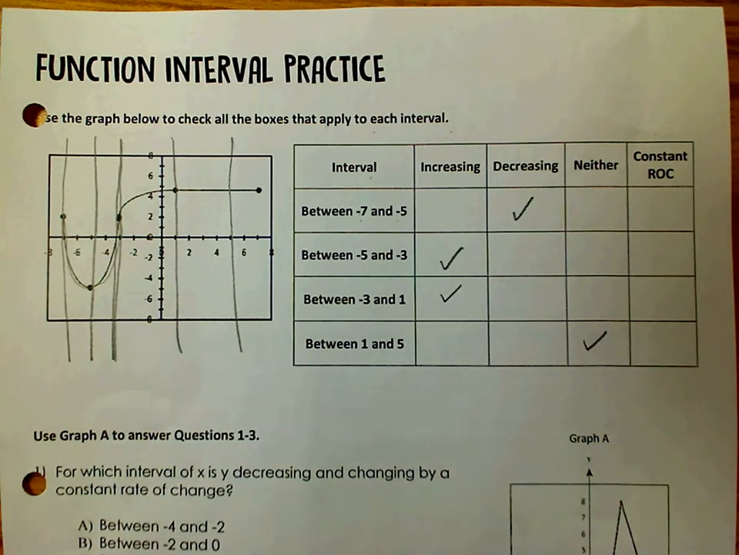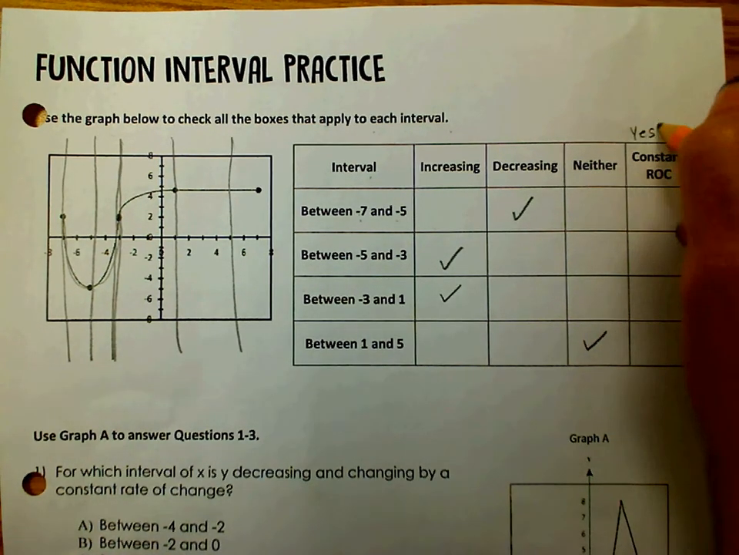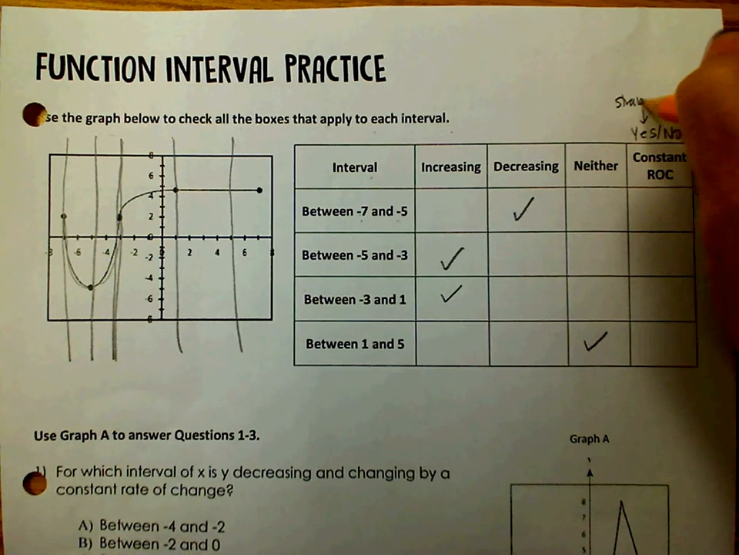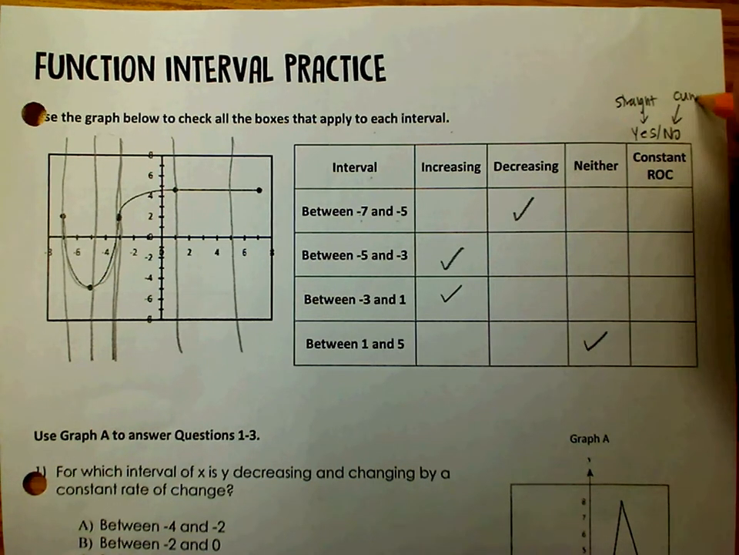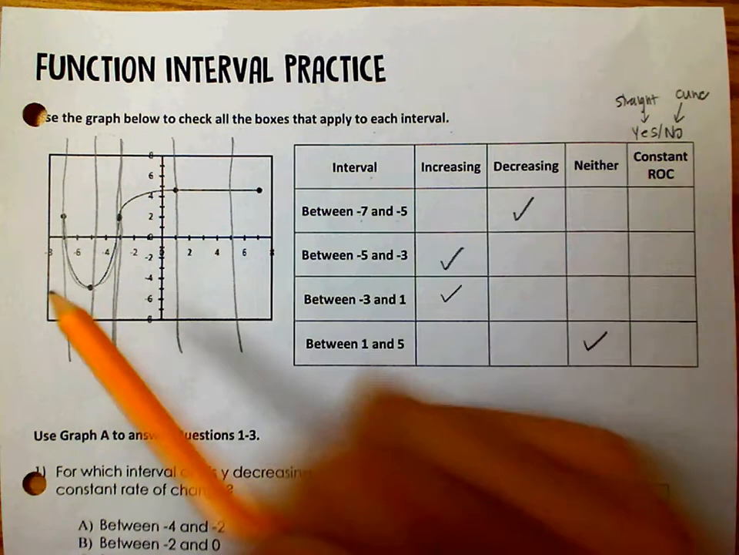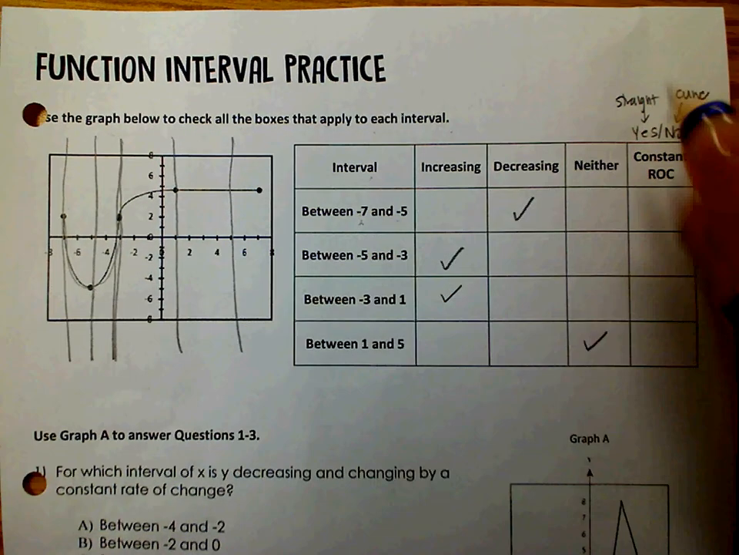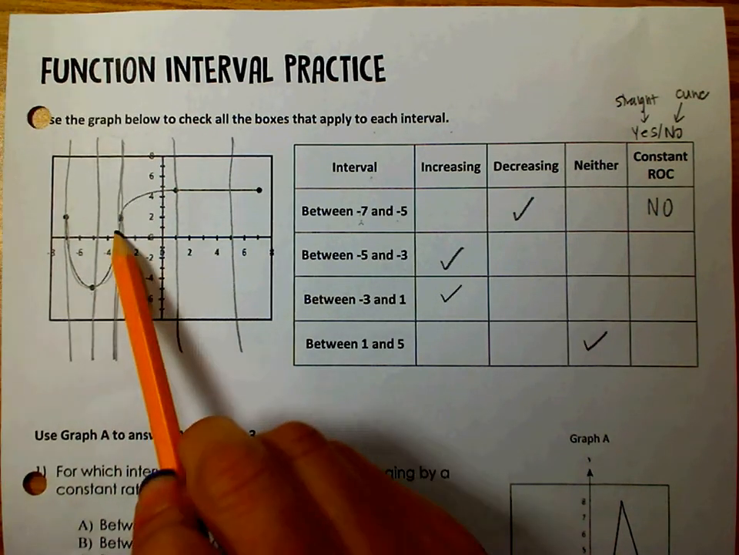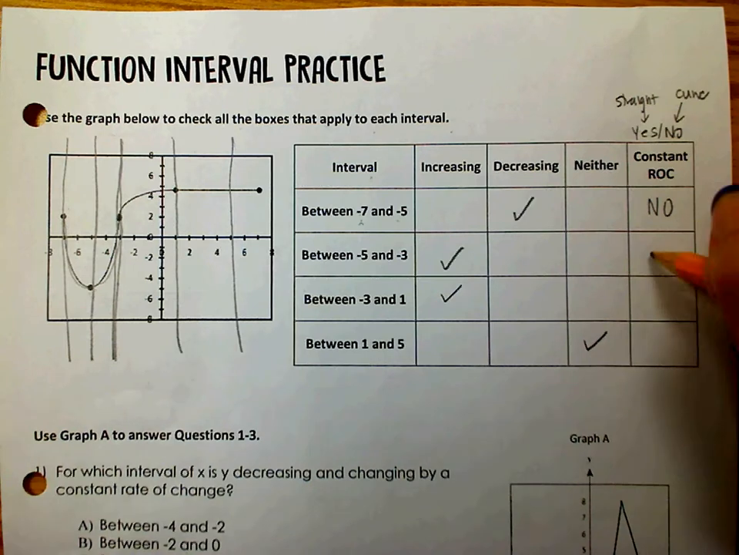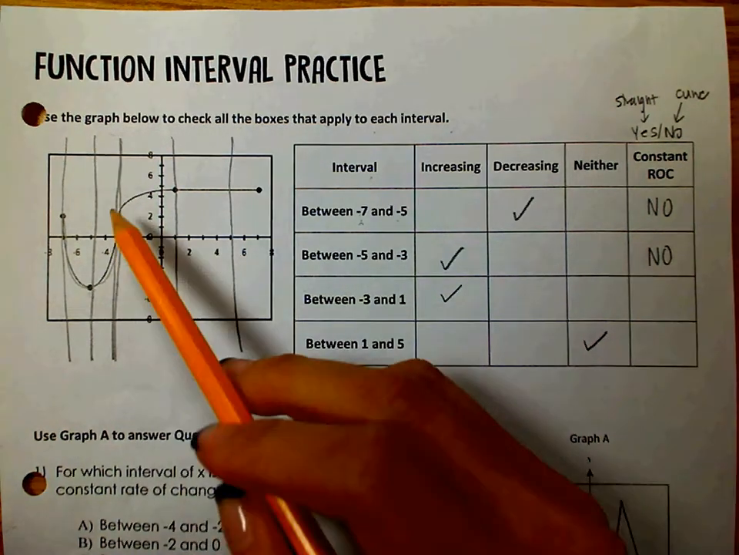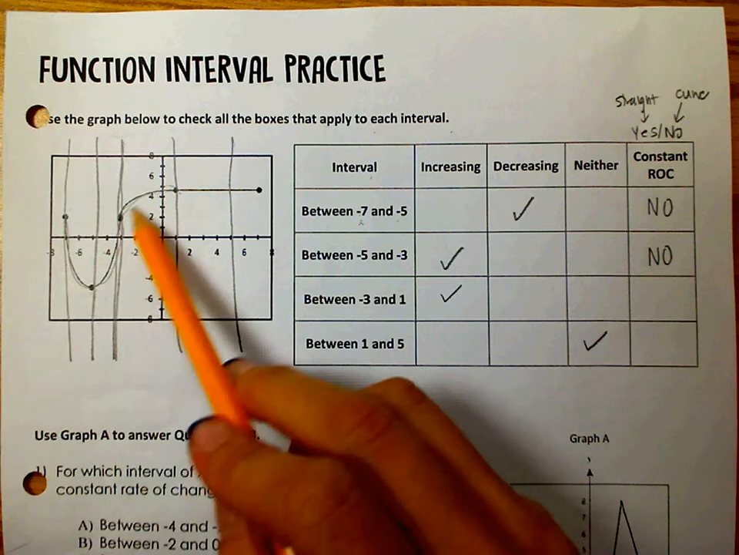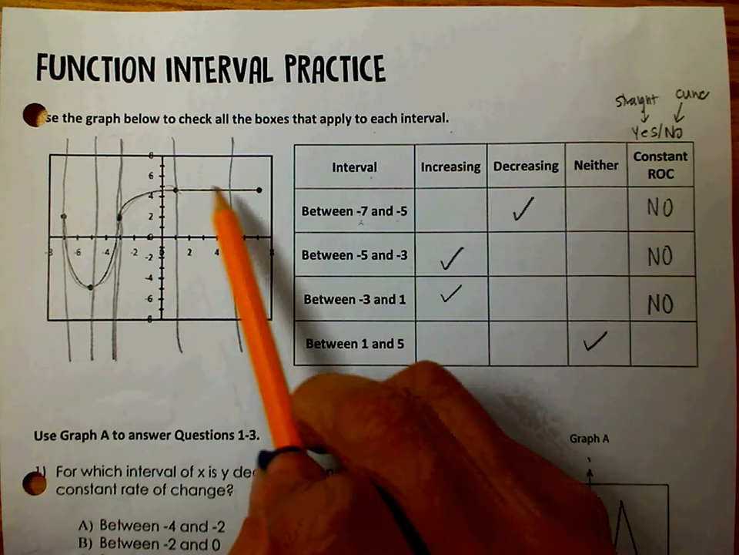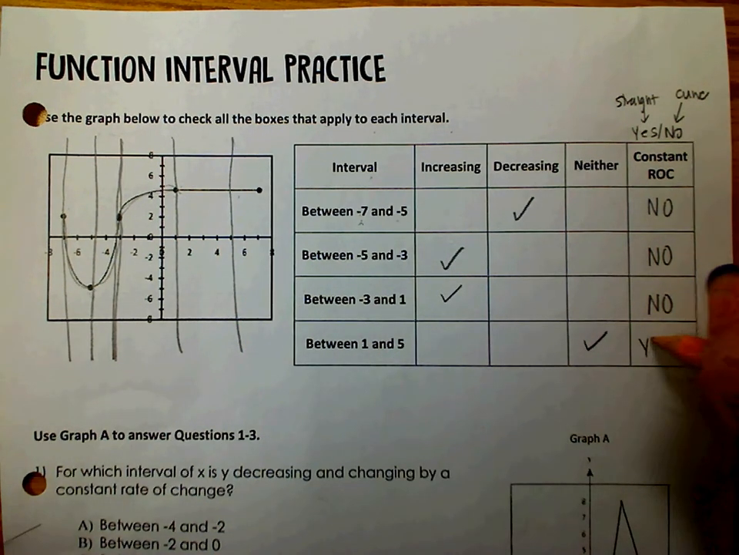Okay, so as far as constant rate of change, we were to write yes or no. When we say constant rate of change, if it's yes, it's because the line is straight. No, if it's curved. So if you look at the interval between -7 and -5, that's curved, so it's not a constant rate of change. If you look from -5 to -3, it's increasing, but it's curved, so it's not a constant rate of change. In this interval right here, from -3 to 1, it's also curved, so it's not a constant rate of change. And from 1 to 5, that is yes, because it's straight.